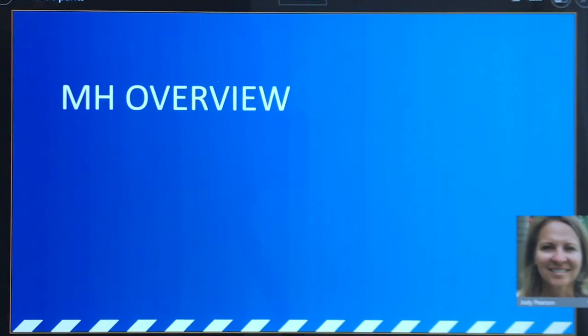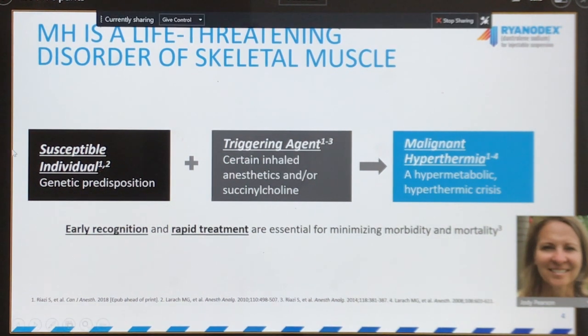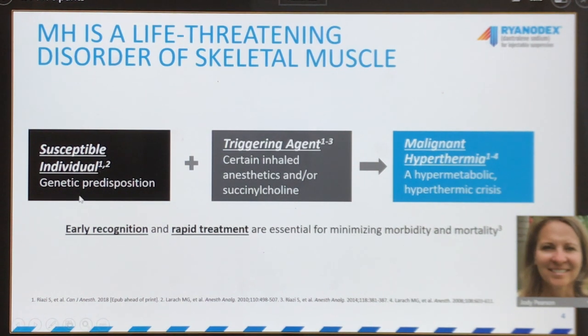We'll start with an overview of MH, or malignant hyperthermia. As you probably know, MH is a life-threatening disorder of skeletal muscle. And there are certain factors that have to come together in order for malignant hyperthermia to occur. First of all, you must have a susceptible individual. So you need to have a genetic predisposition for MH.